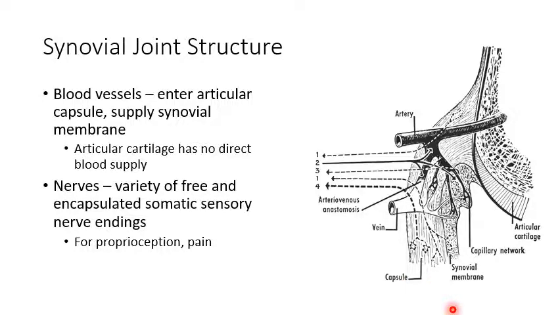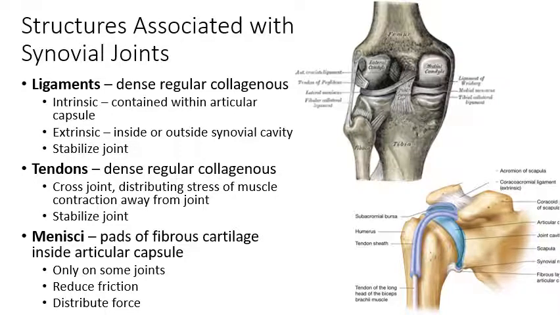And then, of course, if things are going wrong in here, if your capsule is under stress, if it's stretched out or inflamed, that's going to be picked up by pain receptors. That would be free nerve endings in the articular capsule. So that's the basic anatomy of a synovial joint.